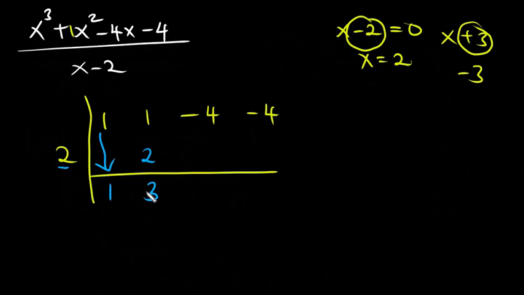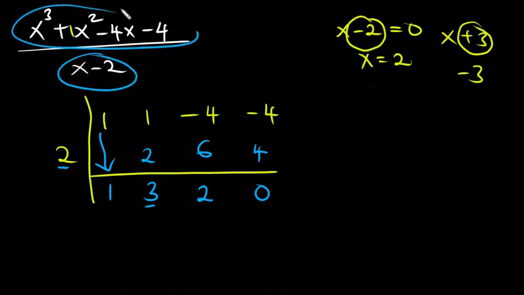We repeat the same process for each of these terms. We multiply 3 by 2, which is 6, and we write it here, and then we add negative 4 to 6, it's going to be 2. Then 2 times 2 is 4, and we write it here, and then we add negative 4 to 4, it's going to be 0. If we get 0 as our last term, this means that x minus 2 is a factor of this polynomial.